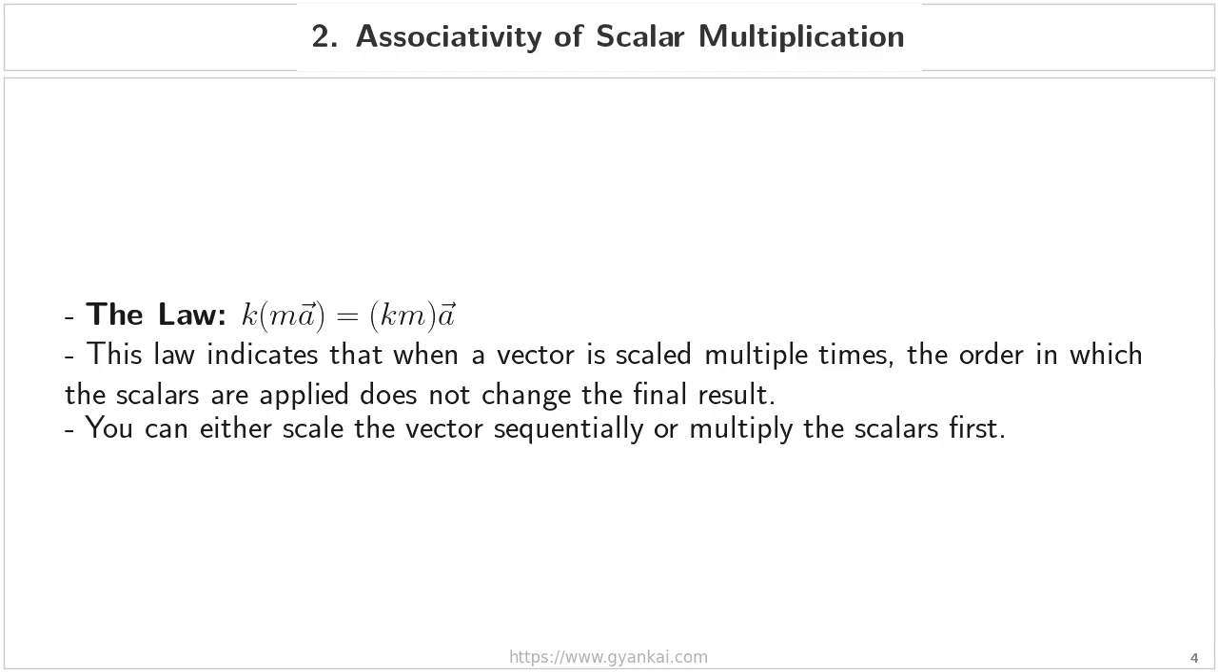In practical terms, this means you have a choice in how you perform the calculation. You can either scale the vector sequentially, meaning you apply the first scalar, then apply the second one to that new result, or you can simply multiply the two scalars together first and then apply that single product to the vector. It's a much more flexible way to handle multiple scaling factors. In the next slide, I'll walk you through a step-by-step breakdown of how this works mathematically.